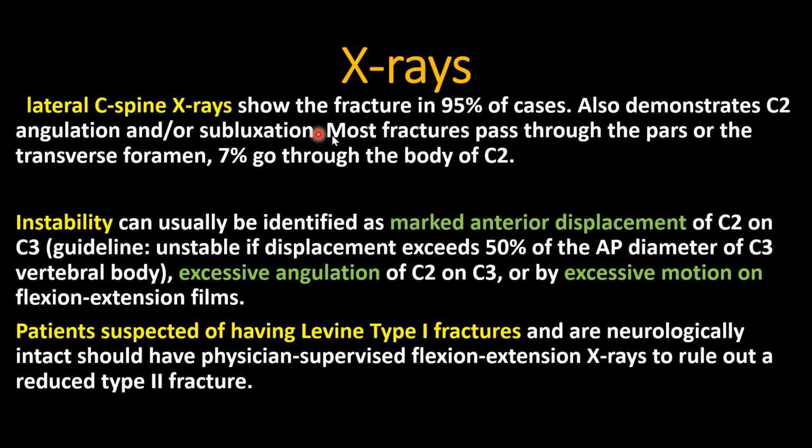X-rays, lateral cervical spine X-rays show the fracture in 95% of cases, and it also demonstrates C2 angulation and or subluxation. Most fractures pass through the pars or the transverse foramen, and 7% go through the body of C2. The instability can be marked as anterior displacement, as we mentioned in the Francis classification. If it exceeds displacement, can usually be identified as marked anterior displacement of C2 on C3.